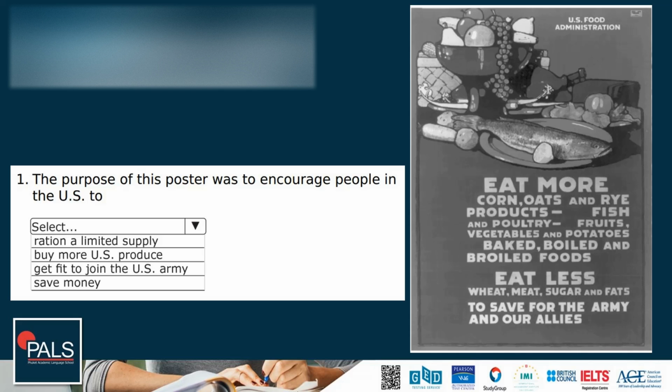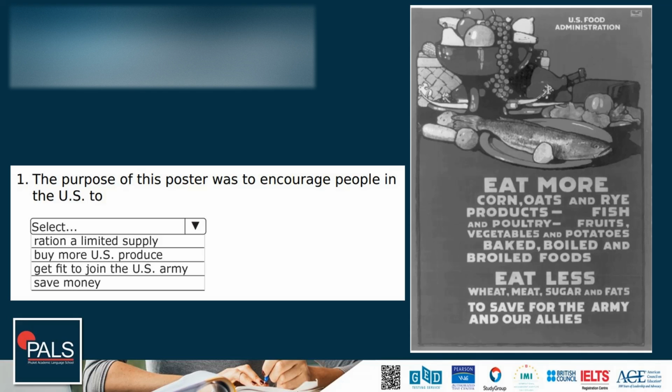These eat less would be foods that are easily stored and kept and contain large amounts of calories. And it says at the bottom, to save for the army and our allies. So we need those soldiers in our army and our allies in Europe to have lots of calories that they can transport easily.